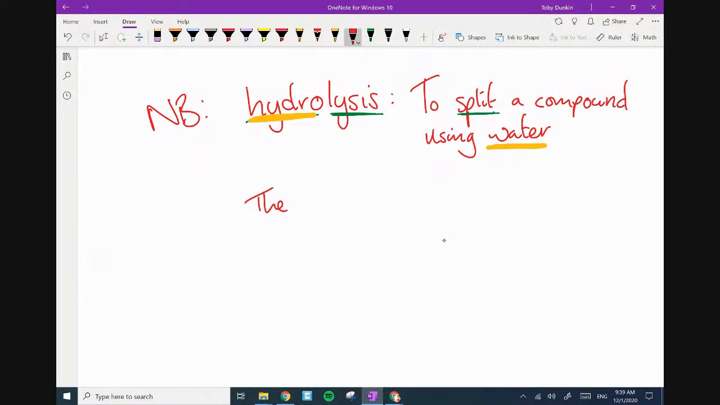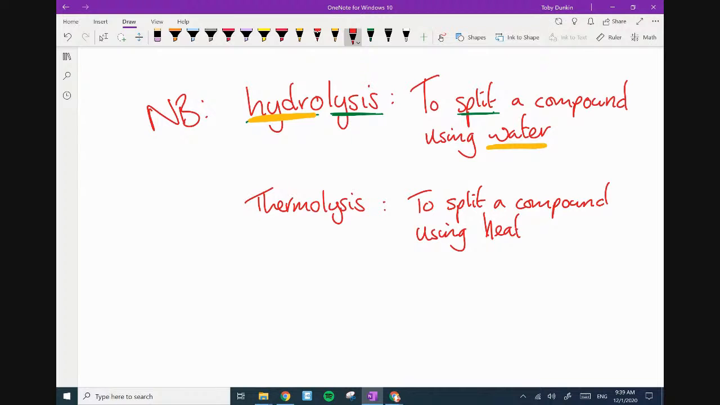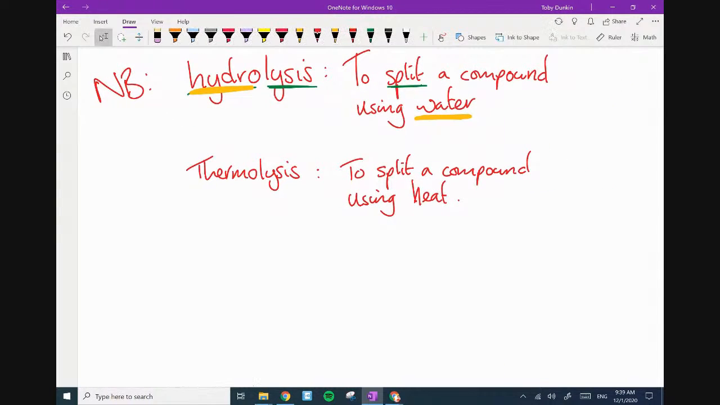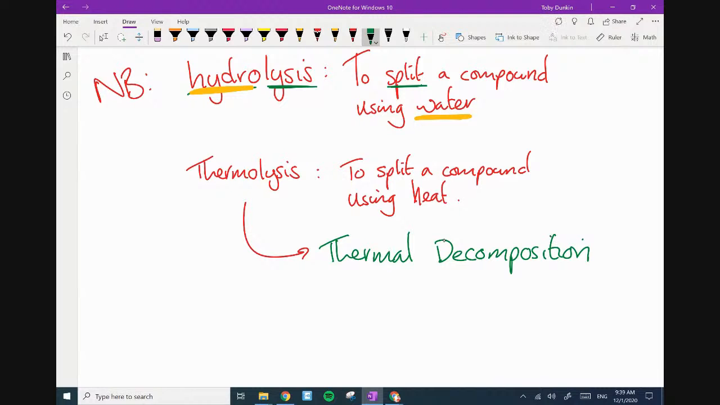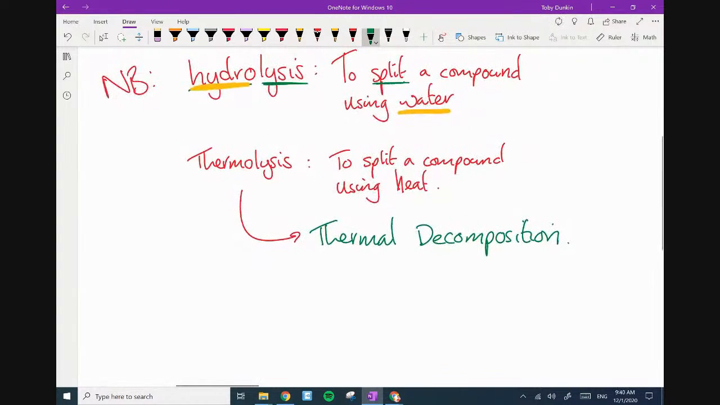Thermolysis. This is to split a compound using heat. Now, by the way, annoyingly, we don't tend to use that term, thermolysis. We tend to use a different term, which I'm really going to emphasize. In chemistry, we don't call it that. What we call this is thermal decomposition. So you never actually really see thermolysis, but it's nice to mention it.